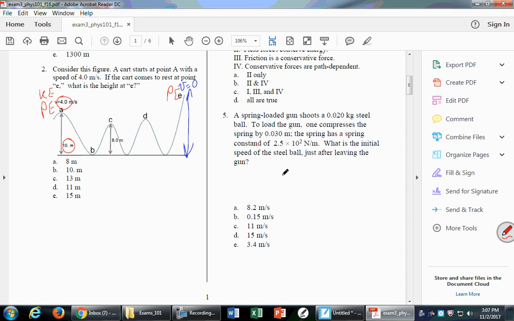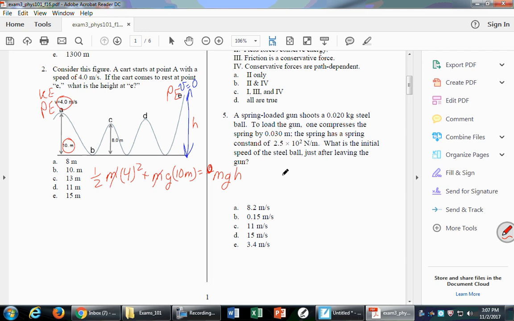Over here, I only have potential energy. And I set those equal to one another. I say the kinetic energy, that's 1/2 m times the velocity, which is 4 meters per second squared, plus m times g times h, which is 10 meters, is equal to m times g times h, which is this h over here. And then I solve for h.